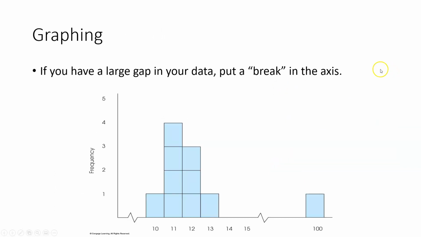If you have a large gap in your data, then you should put a break in the axis. So like here, we have 0 at the intercept, but our data don't start until point 10. And so we put a little break here to represent that our graph doesn't start at 0, and we're not having a huge long line here before we get to 10. Also, we have another break here that represents that one person got a score of 100, even though most of the people got between 10 and 13. We put this break here to show that the line that we've abbreviated, we've cut out part of the line.